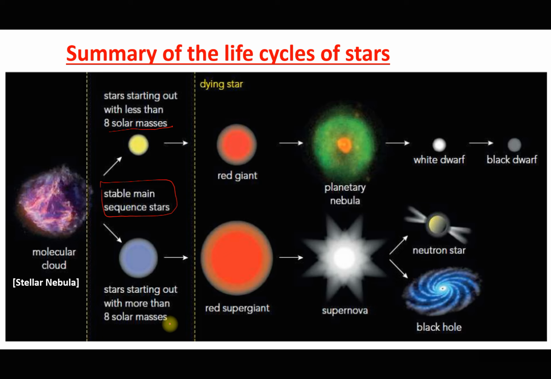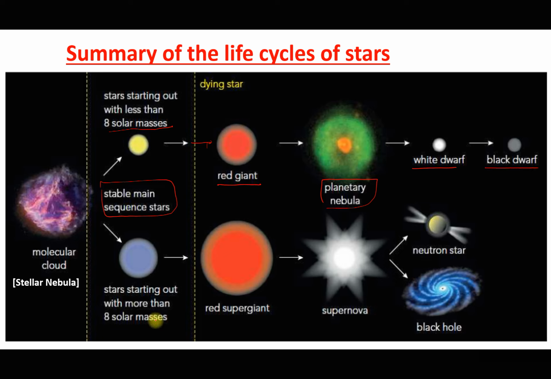So after the main sequence, after the star is stable, the next stage of its life will depend on its mass. Those stars which are less massive will take this path. They will become red giants, they will become planetary nebula once they run out of fuel, and then they become white dwarfs or black dwarfs later on.